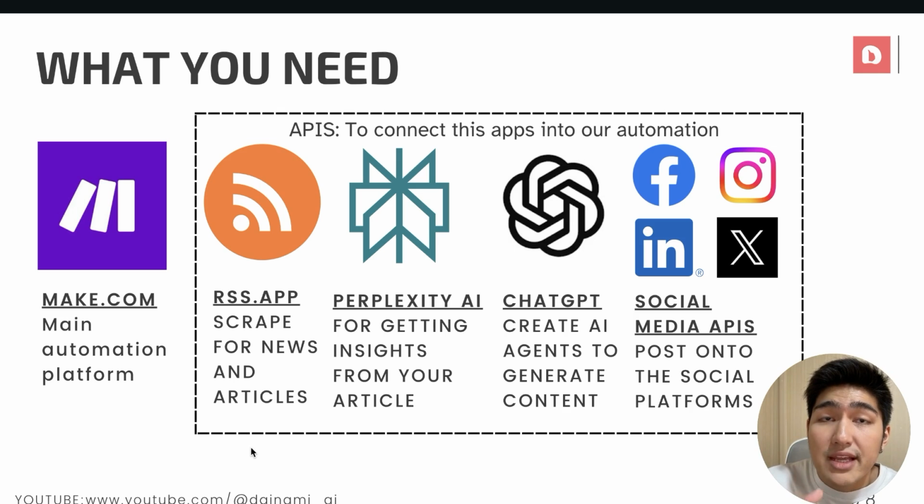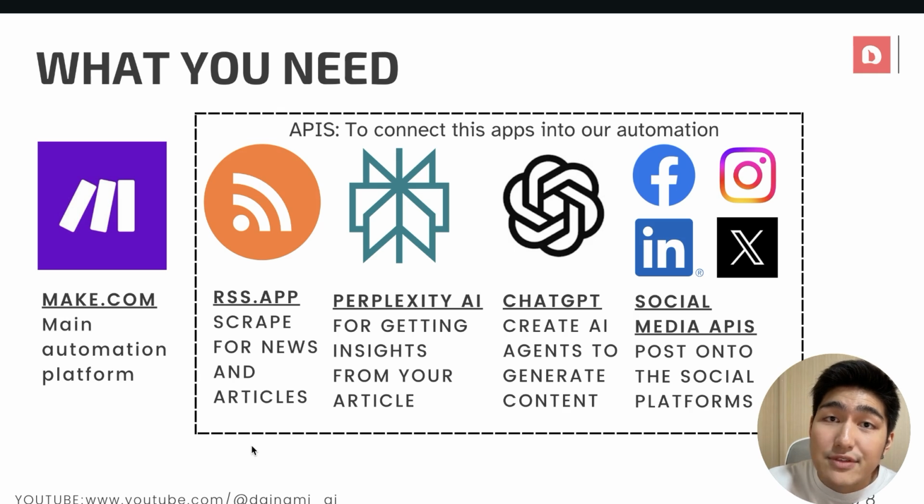Now moving forward, within Make.com itself, what are the applications that we will be integrating into it to create our automation? First off, we will start off with the RSS app. What the RSS app does is it is a very powerful and intuitive tool that allows us to scrape for news and articles in real time. From there, we will be using Perplexity AI, which is an amazing search engine AI tool that allows us to get insights from other articles and fact check together with the latest news and provide us with a better analysis of our content research.